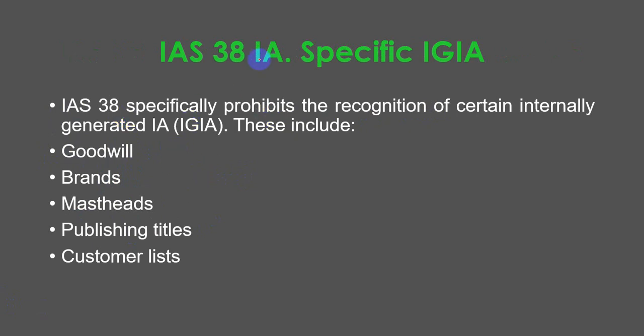Specific internally generated intangible assets. IGIA refers to internally generated intangible assets. IAS 38 specifically prohibits the recognition of certain internally generated intangible assets. These include goodwill, brands, mastheads, publishing titles, customer lists.